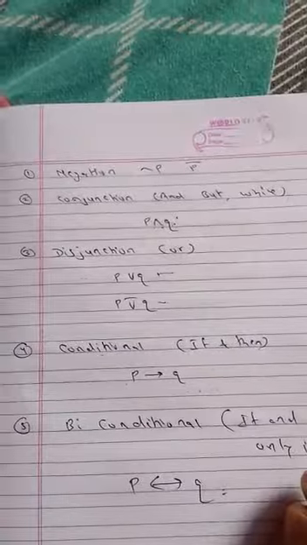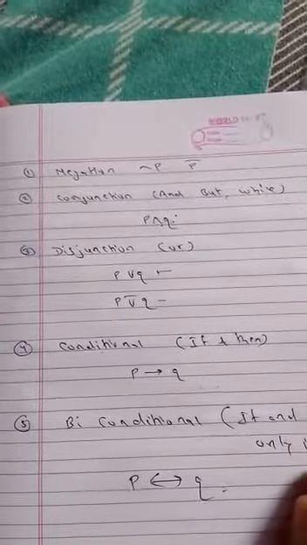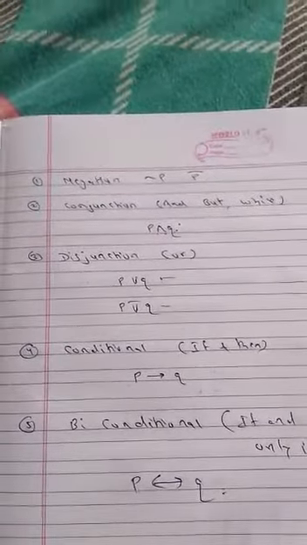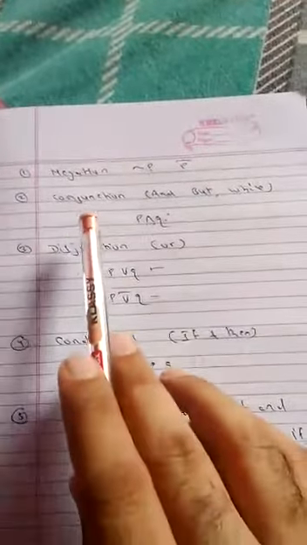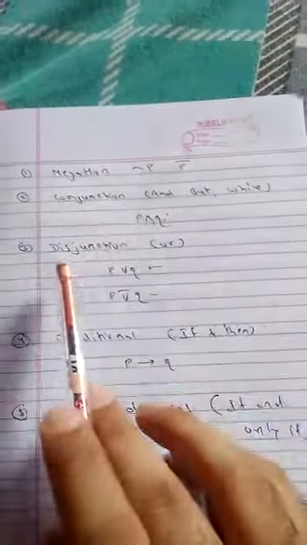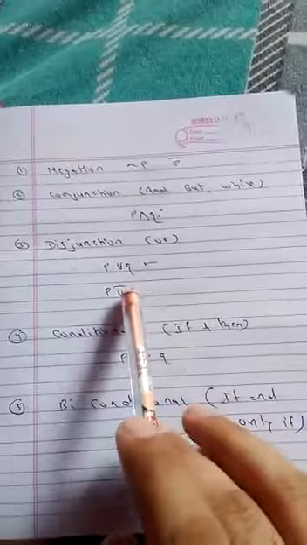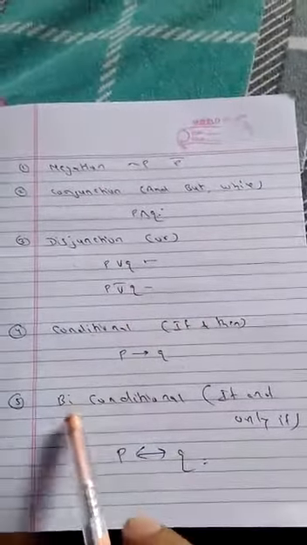Proposition or a statement: any declarative sentence which is either true or false is called a proposition. After that, we have learned the logical connectives like negation, conjunction, disjunction (P or Q), inclusive, exclusive, the conditional statement (if and then), and the biconditional. Now we will take certain examples.